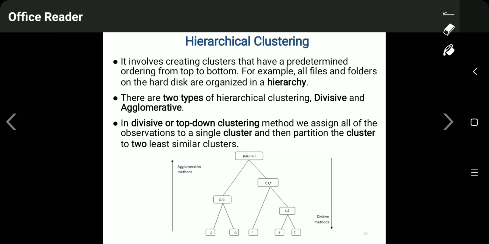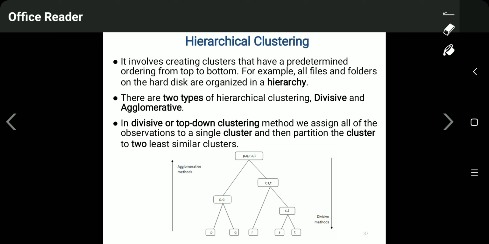In the divisive or top-down clustering method, we assign all the observations to a single cluster. Here, the data set has P, Q, R, S, T, and all of them are assigned to a single cluster. Initially we start from the single cluster, then partition it into the two least similar clusters. The first cluster has P and Q, and the second cluster has R, S, T. This process is repeated until all the clusters have a single element.